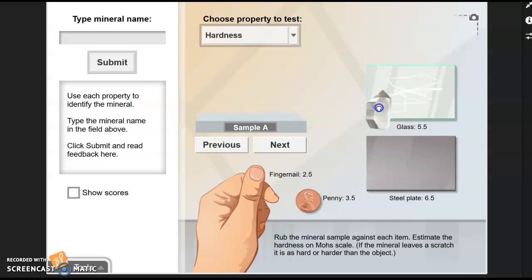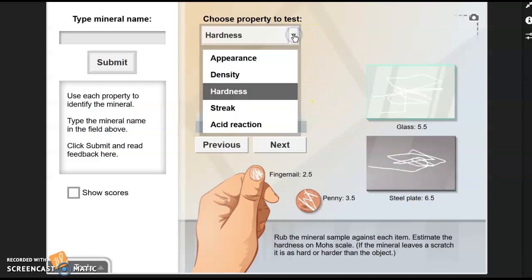So against glass, it is harder than glass. So it's more than 5.5. Let's see, it even scratches a steel plate. So it is more than 6.5. That means it will definitely scratch a penny, and it will definitely scratch a fingernail. Okay, so we are looking for something with a hardness above 6.5. I think we're going to find this to be our quartz.